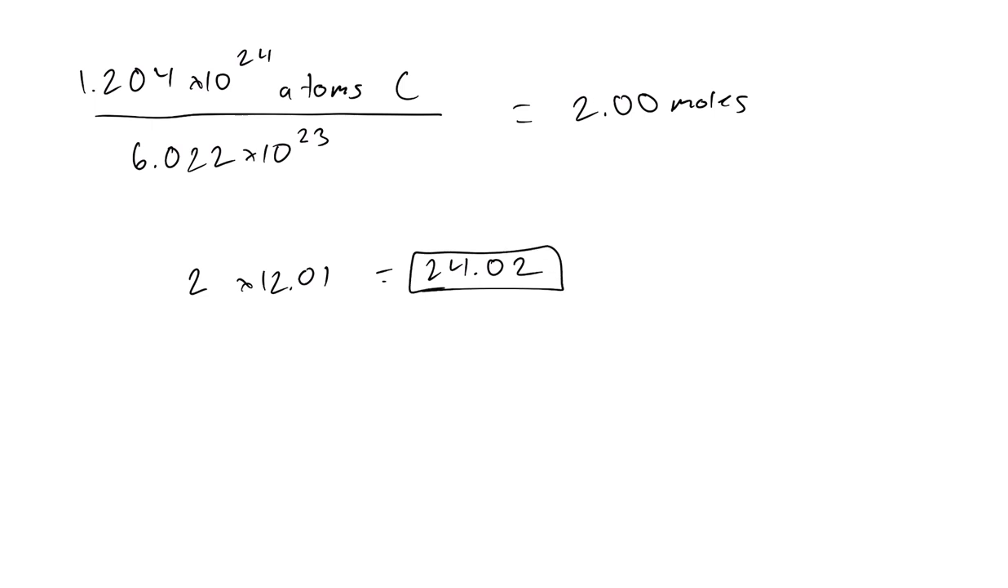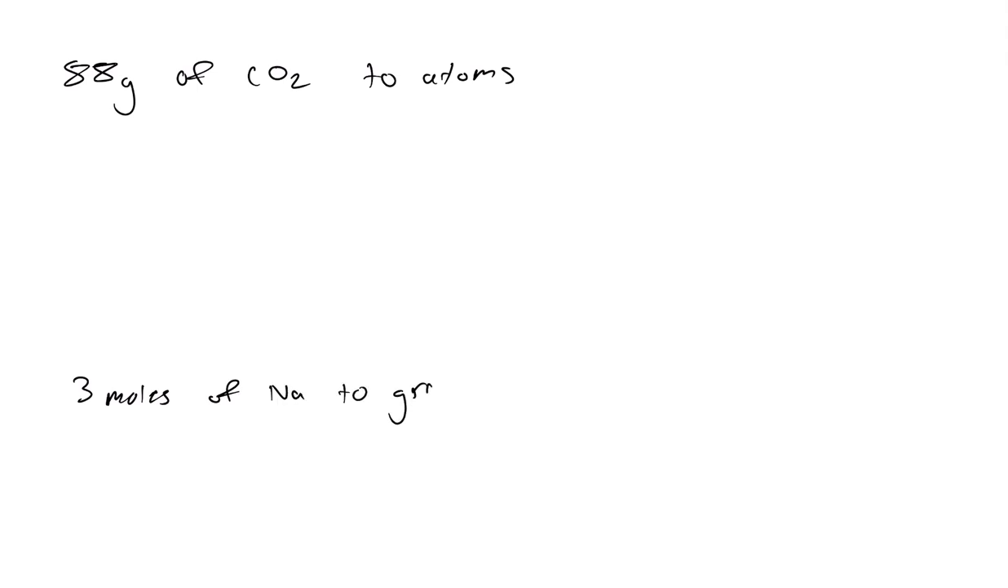Now I'll give you guys a few problems to try on your own, so pause the video, try them on your own, and then we'll come back and we'll solve them together. For the first problem, we're going to go 88 grams of CO2 to atoms. And then for the second problem, we'll do 3 moles of sodium to grams.